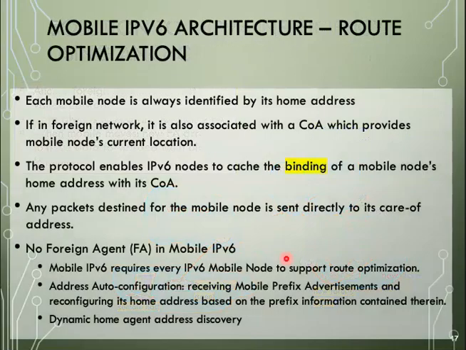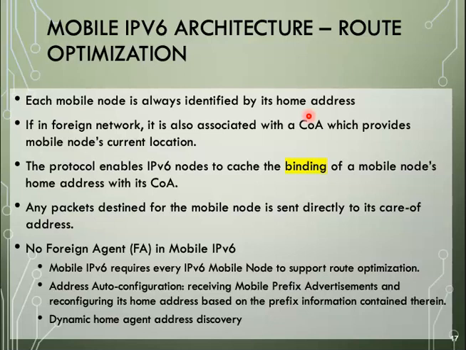Okay, next we will move to the mobile IPv6 architecture, via route optimization. Basically there are two techniques for mobile IPv6 architecture. The first technique is the same as mobile IPv4, which is tunneling, and the second one is to use route optimization. So in mobile IPv6, each mobile node is always identified by its home address, unlike mobile IPv4. This is regardless of its current point of attachment to the internet.